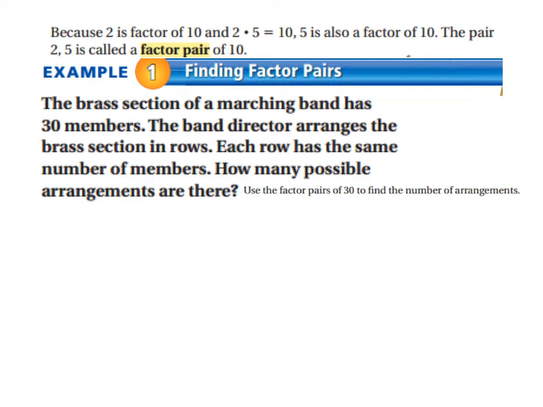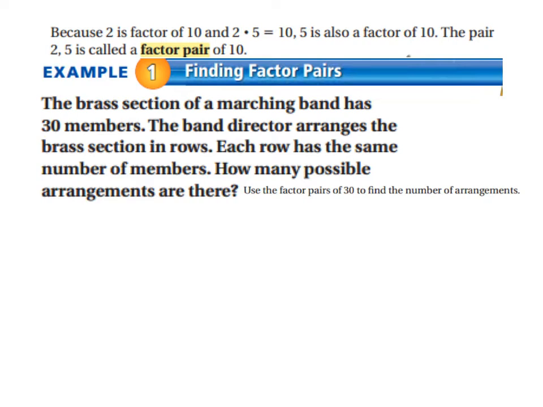Example 1, finding factor pairs. The brass section of a marching band has 30 members. The band director arranges the brass section in rows. Each row has the same number of members. How many possible arrangements are there? Use the factor pairs of 30 to find the number of arrangements.